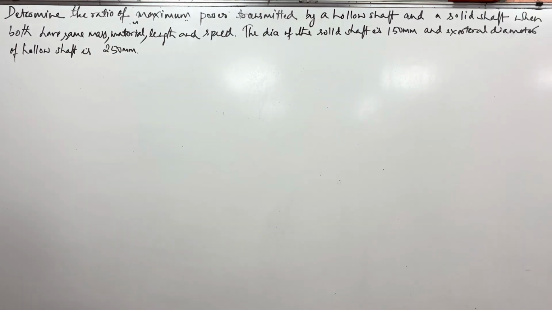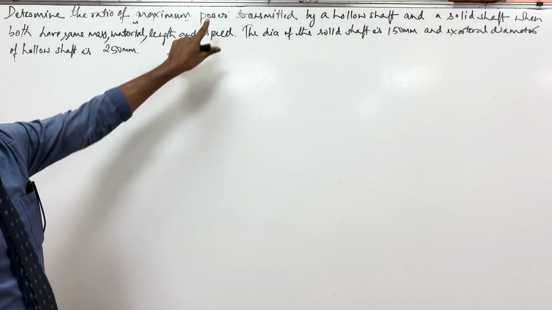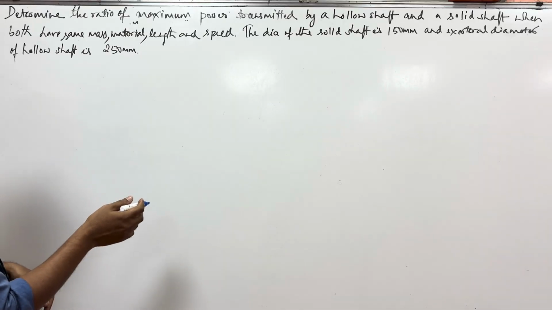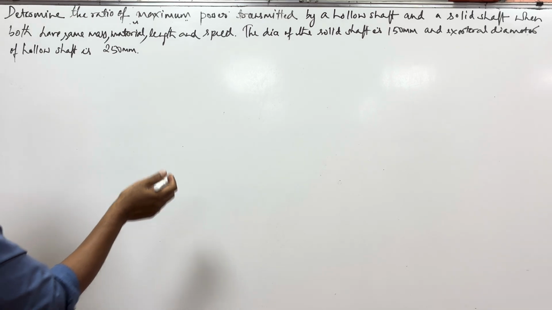Okay, we'll start with this numerical. Now the numerical says that there are two shafts here, one hollow shaft and a solid shaft, and we need to find out the ratio of the maximum power transmitted. So, the ratio of the maximum power transmitted by the hollow shaft divided by the solid shaft.